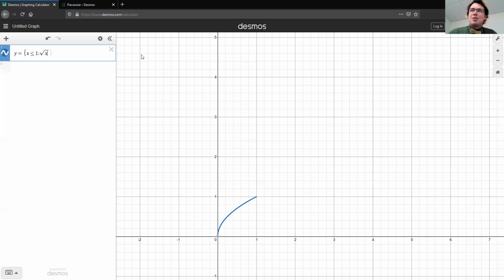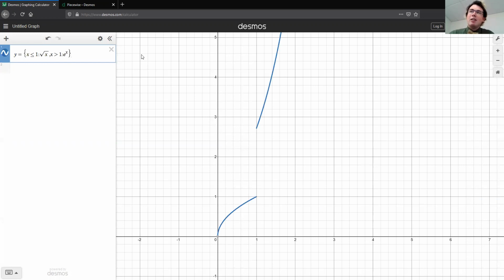And for x greater than 1, I'm going to use a different formula. So I put a comma here to separate the different pieces of the function. That's where the name comes from, piecewise. And the next condition I want is for x greater than 1. I put a colon. The function I want now is e to the power x.